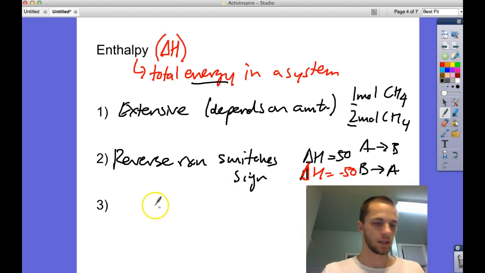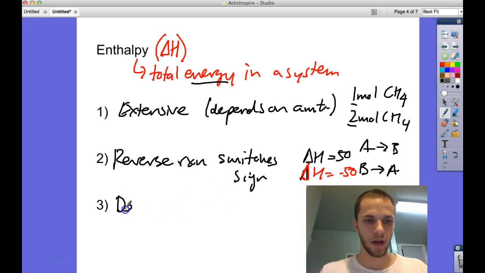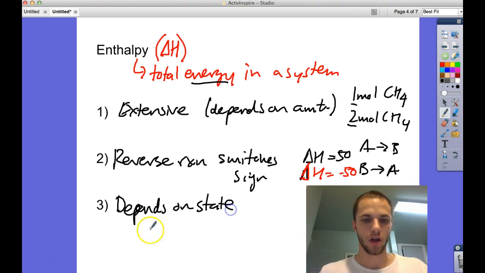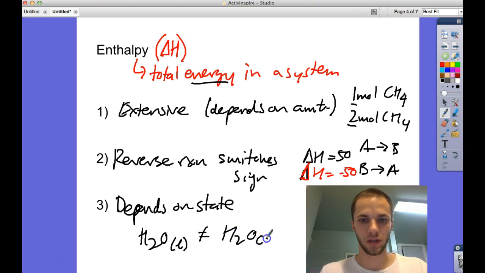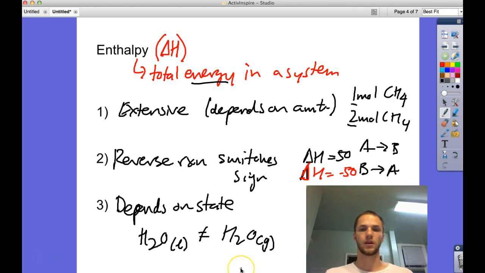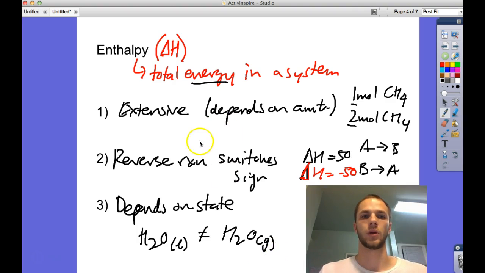And last but not least, enthalpy depends on state. It depends on the state of matter. So for example, the enthalpy of liquid water is not equal to the enthalpy of vapor as a gas. And that will become very important. So when we're measuring the energy change in a reaction, we want to look for these things.